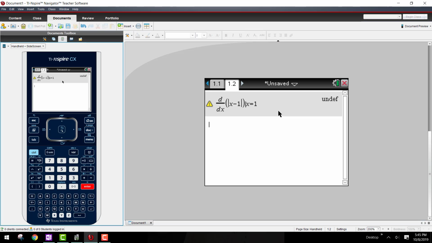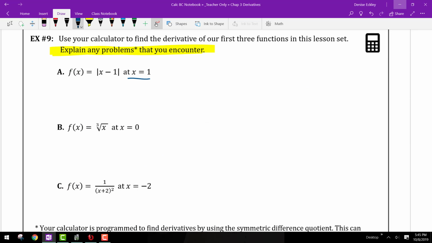And it tells you it's undefined. You even get a little warning sign there, which is nice. Okay, so you want to be real careful with your calculator sometimes. So this is actually undefined. So you guys go through the other two for your calculator, and I am going to tell you that all 3 of these are undefined at the point that I gave you.